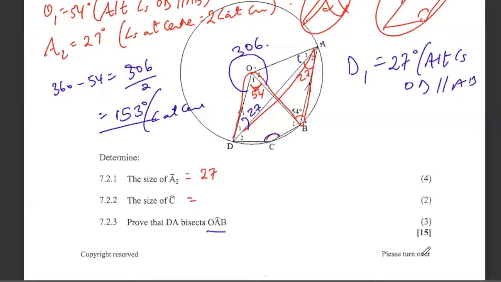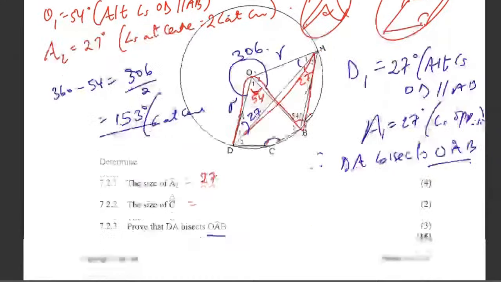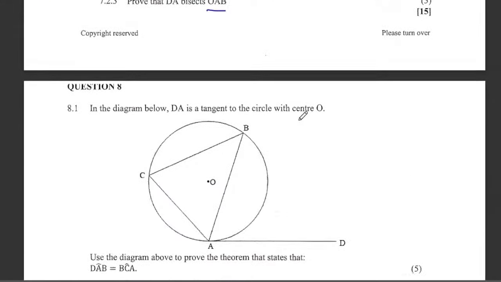Okay, so this is what I'm going to do. We know that this is a radius, and then that is also a radius. So angles opposite equal sides. So we're going to say that A1 is going to be 27, angles opposite equal sides. So if that is true, then we can draw a conclusion that therefore DA bisects angle OAB. Okay, so that is how we would have approached question number 7.